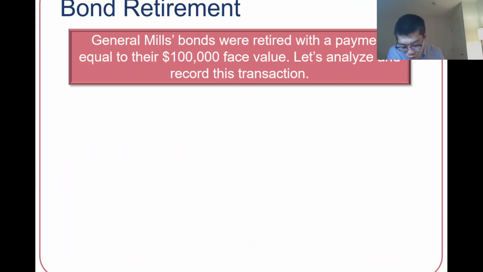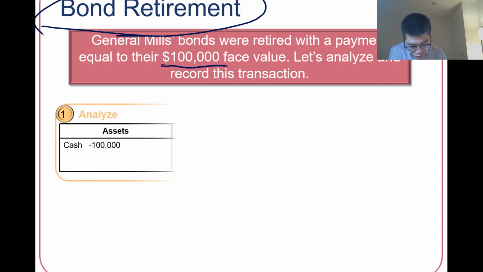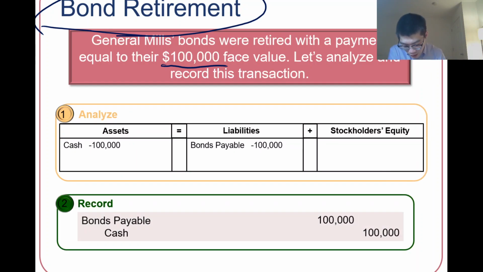All right. Bond retirement. When bonds come to maturity and are retired, that means we need to pay off the principal to the owners of the bonds, and the residual interest expense that hasn't been paid yet. So now just the principal. Bonds were retired with a payment equal to their $100,000 face value, and the analyzed recorded transaction will be an out-of-pocket cash payment of $100,000, and reduce the liability of bonds payable by $100,000, right?